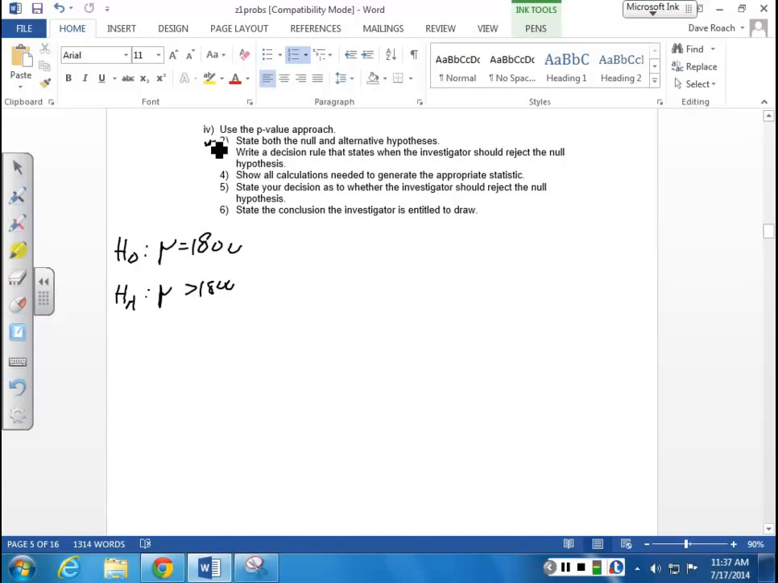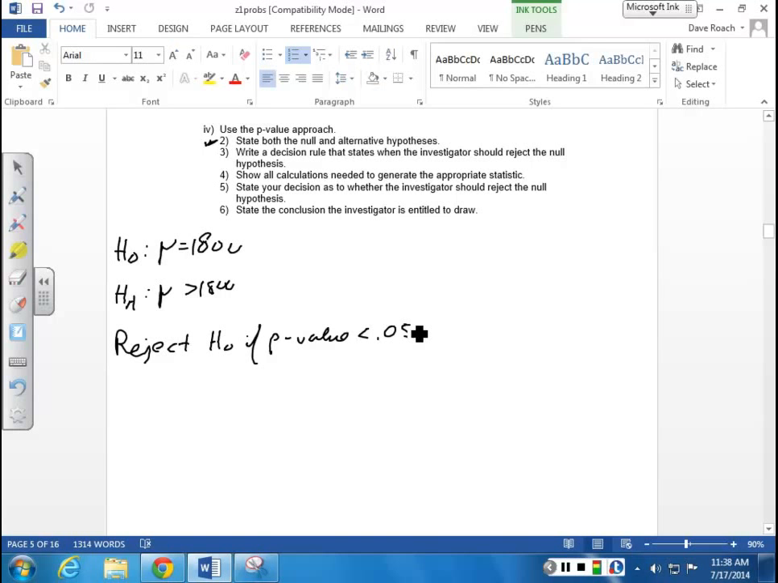We're going to have a decision rule now, but it's not going to be the same one as with the critical value approach. With the p-value approach, it's always reject H0 if the p-value is less than some value. If the p-value is low, H0 must go. So we're going to reject H0. This is our decision rule: if the p-value is less than 0.05.